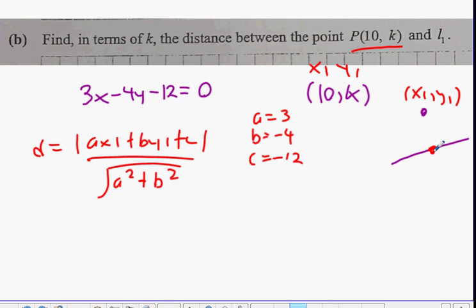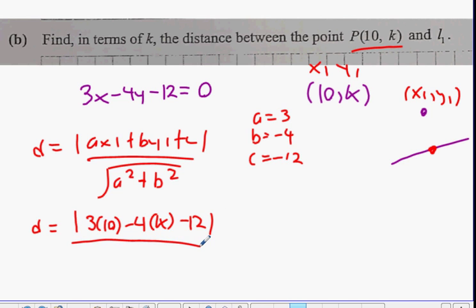Okay? So put it in here and you get d equals the modulus of 3 times 10 minus 4 times k minus 12, all over the square root of 3 squared plus minus 4 squared. D therefore 30 minus 12, 18 minus 4k all over.